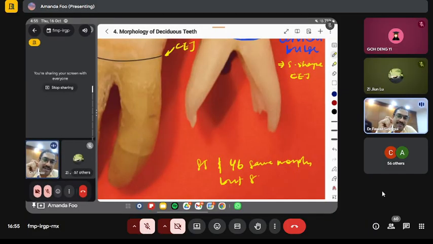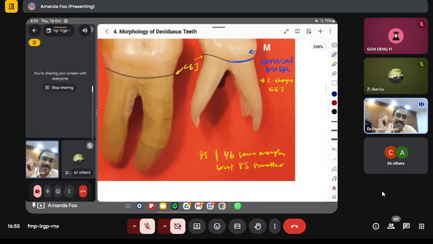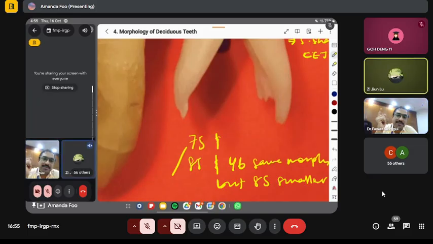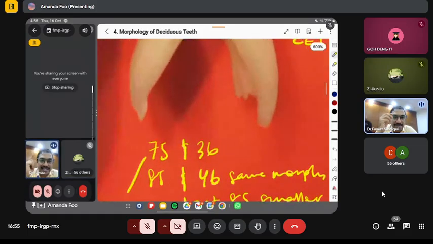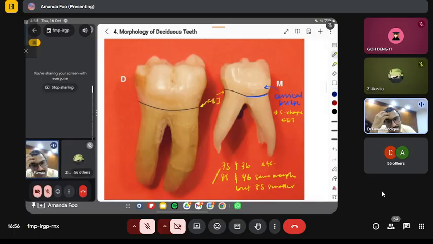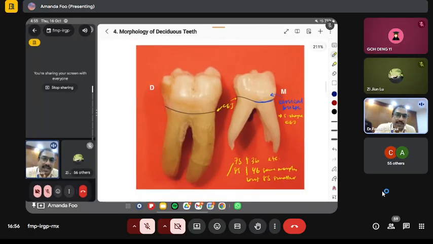So 85 will look like 46 but smaller in size. So 75 will look like which tooth but smaller in size? 36. Okay, so 16 will look like which primary tooth? 55. Very good, 55. And then 65 will look like which tooth? 26. Okay, so we make mistakes in crown identification by interchanging the numbers. So just remember that.